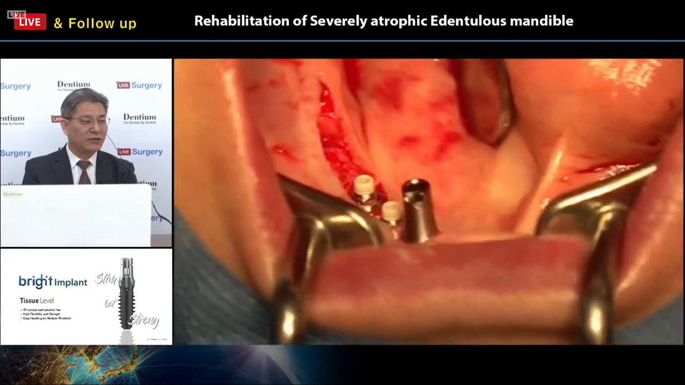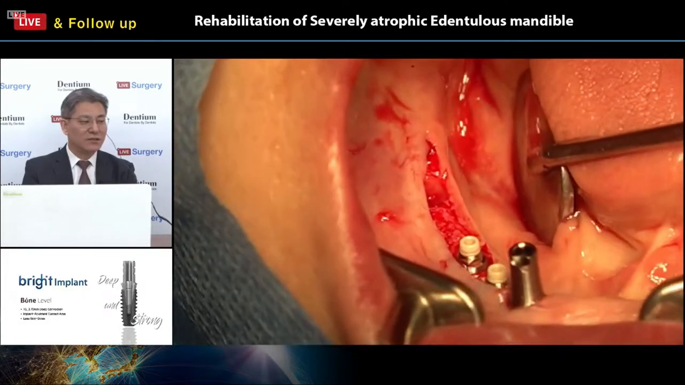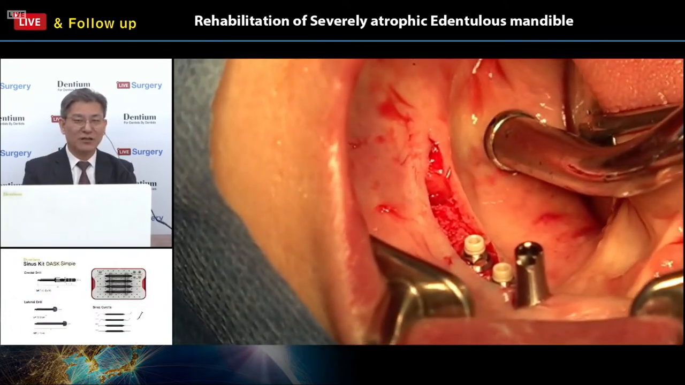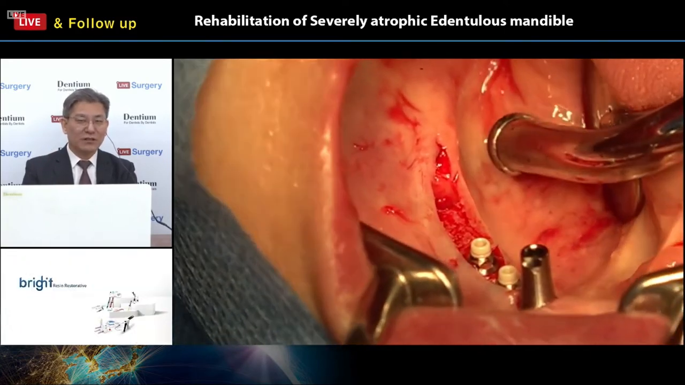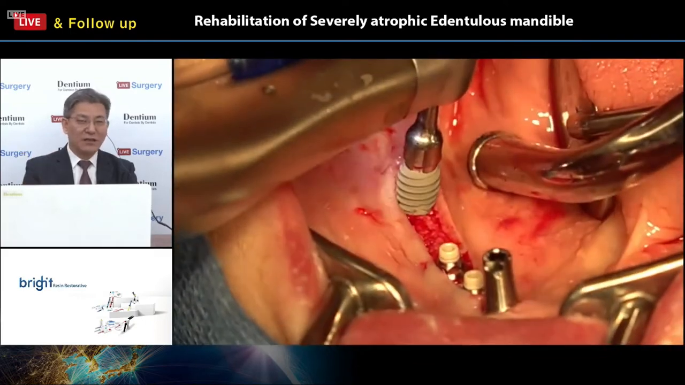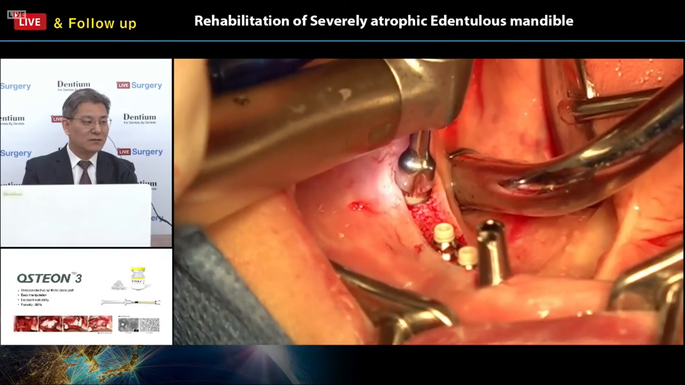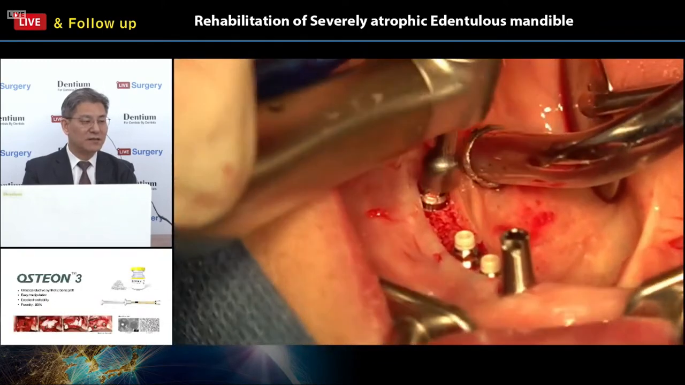Okay, the final drill. Did you see the final drill? This one is the Lindemann style final drill. This final drill has upgraded cutting efficiency, right? So faster insertion.